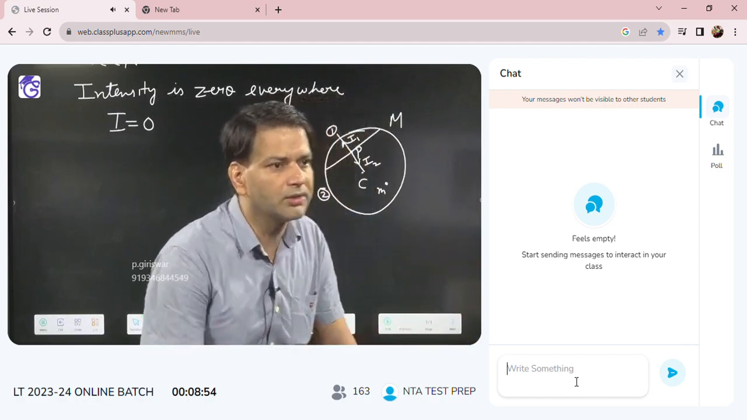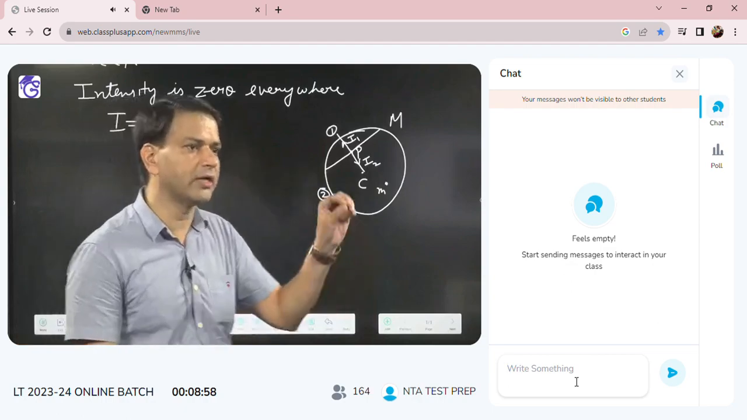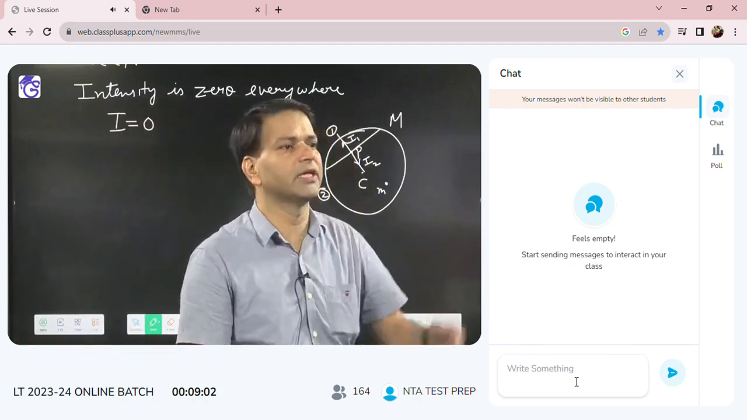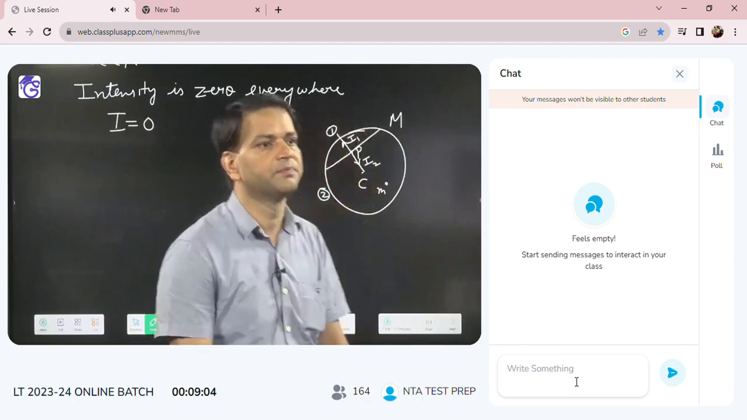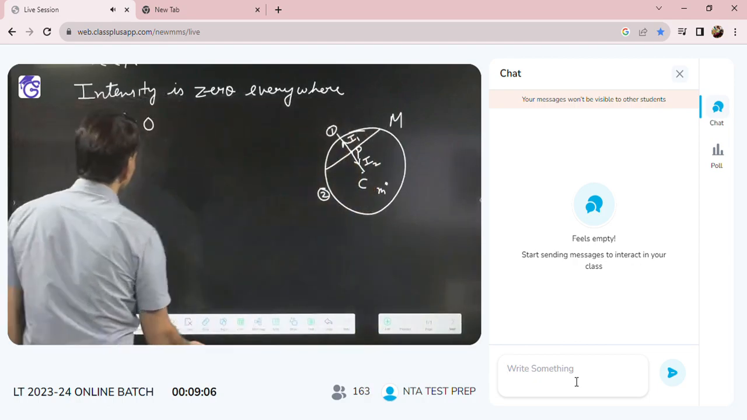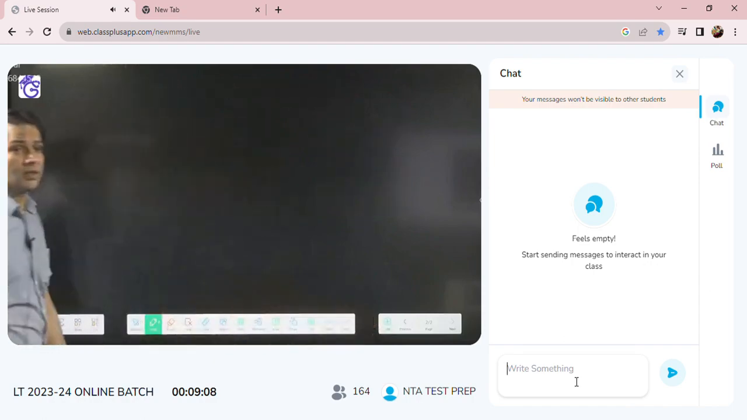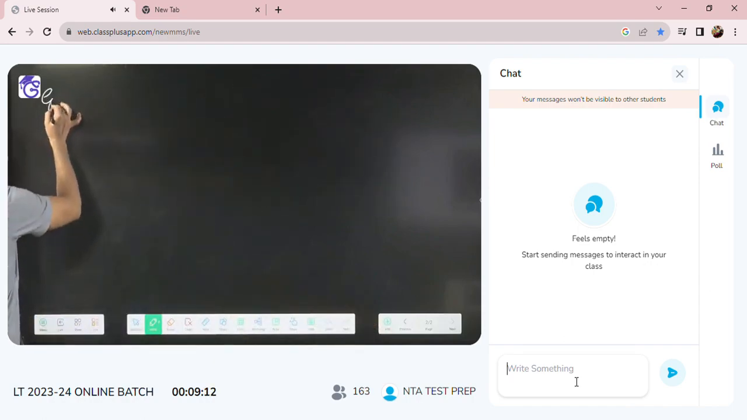Everybody got it or not? Anywhere you put it, it will not experience any force due to the shell, or the shell will not experience any force due to the mass m. Okay. Now, the graph.